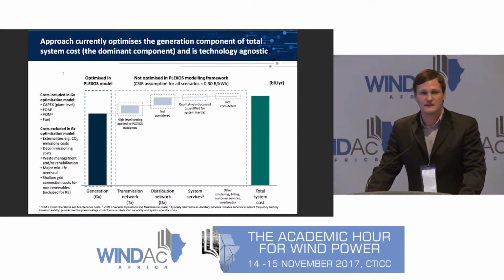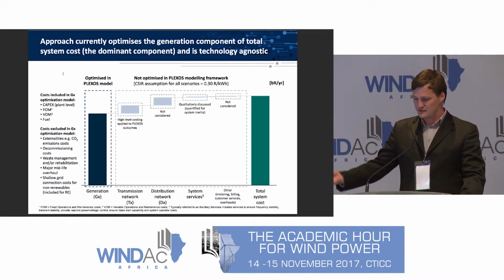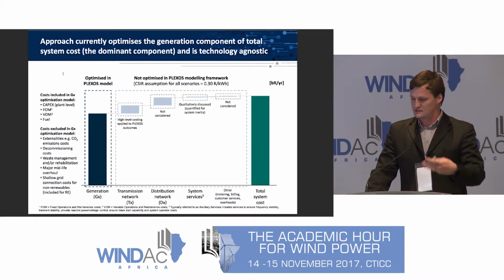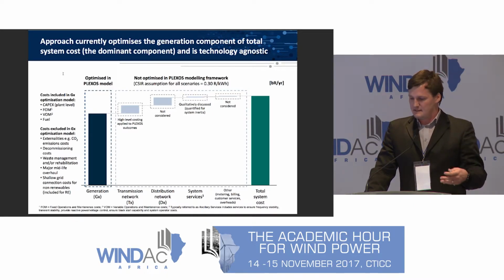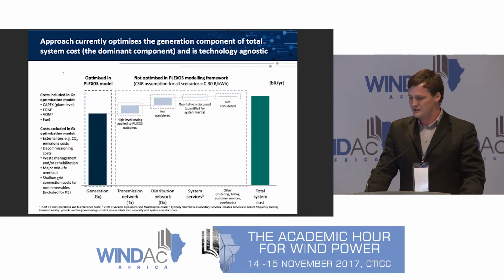We assumed a 30 cents per kilowatt hour value for all of those cost components into the future to get to a total system cost. This is then to just give you an idea of what the total system cost is. What's more important is that generation cost component and how each of the scenarios compare relative to each other.